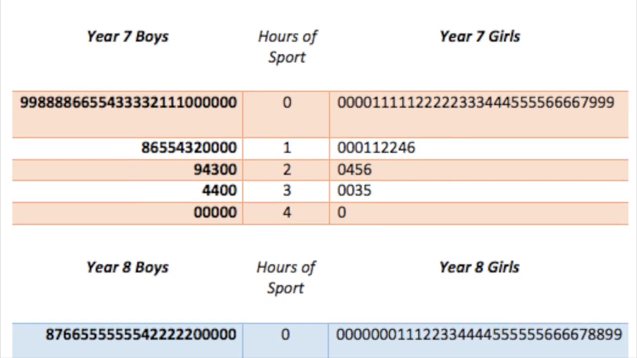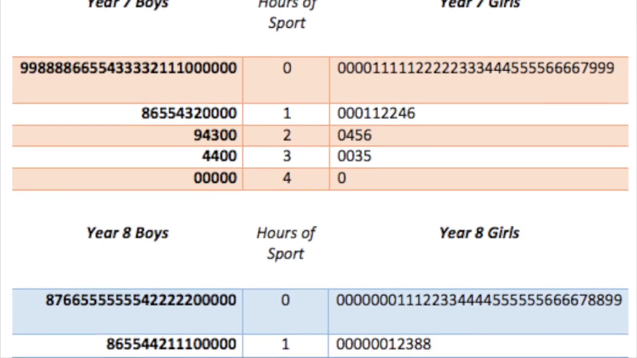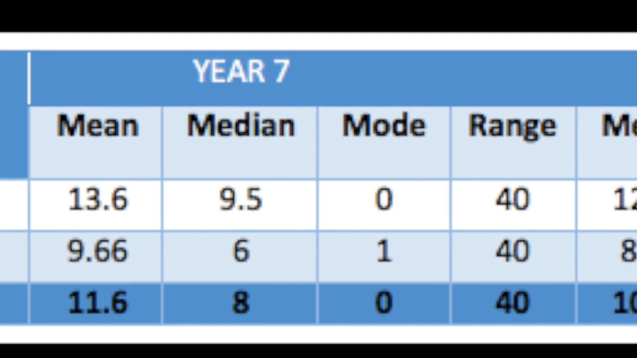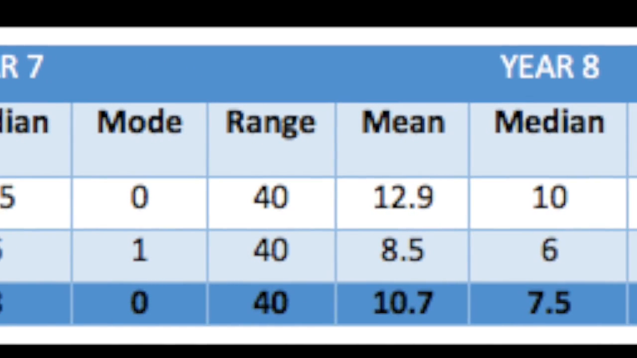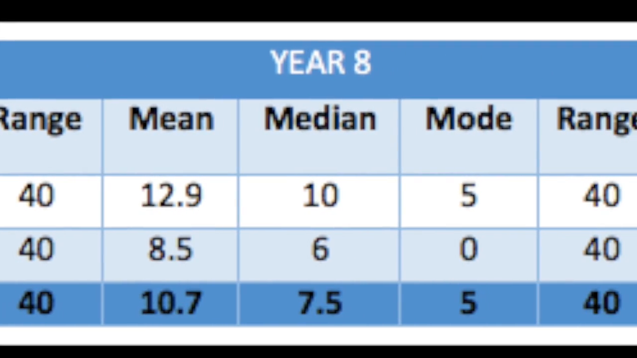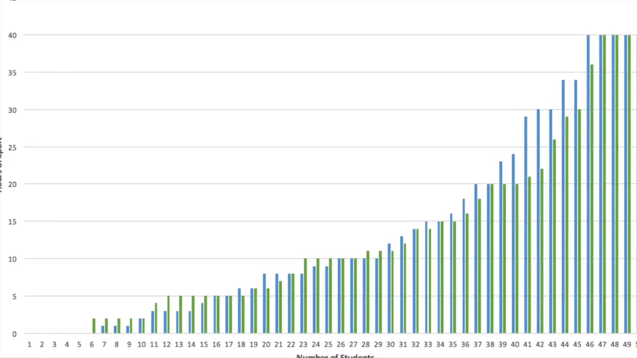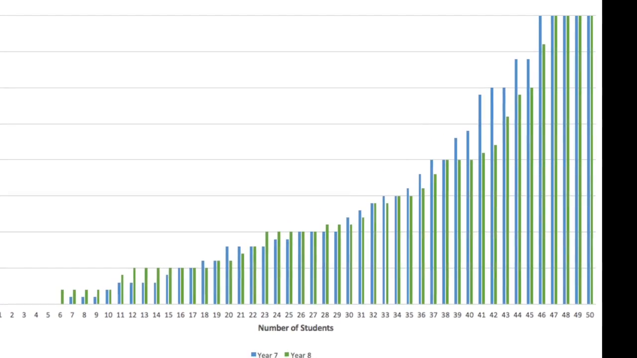When looking at the stem and leaf plots, it seems like the Year 8s are more evenly distributed. However, that is not the case when you look at the mean, median and mode. Based on the mean, median, mode and range, the Year 7s play more hours of sport than the Year 8s. The double column graphs present really well, particularly for specific groups such as groups of girls and groups of boys.